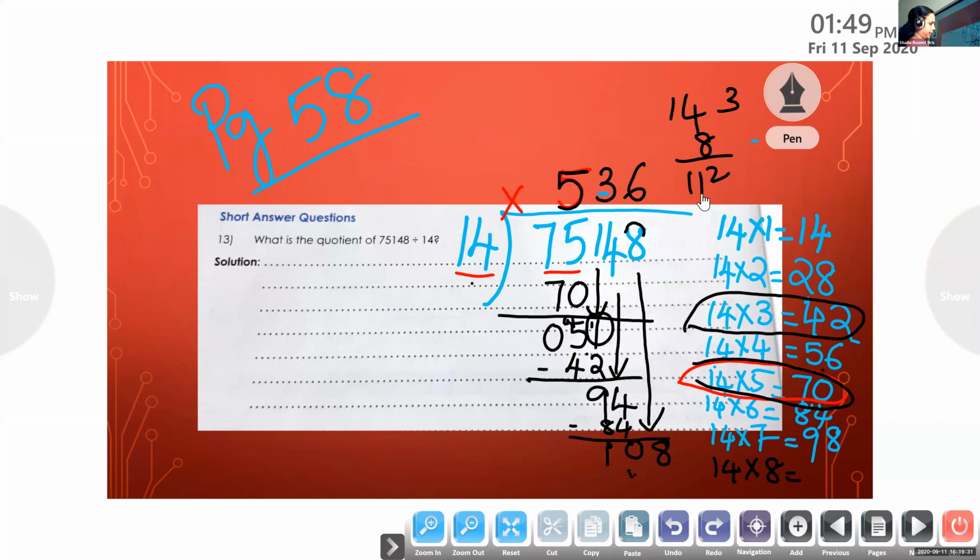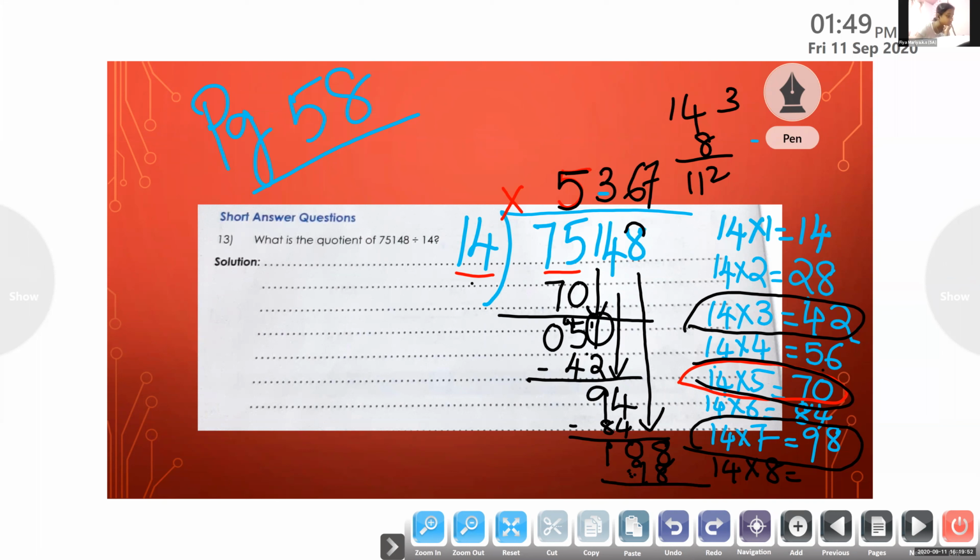112. So we cannot take 112. So we can take 14 times 7, that is 98. And the answer here is 98. So what's the remainder? 10.